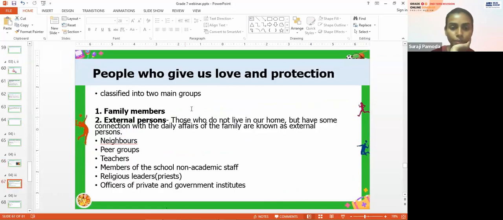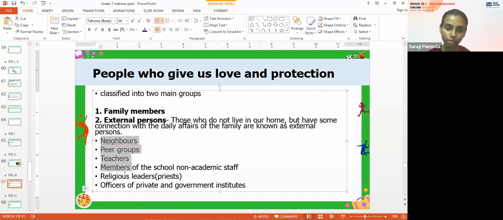So all of them can be divided into two main groups, right? All your answers can be divided into two main groups. They are family members and then external persons, right? So you know who are family members now. External persons means the people who do not live in our home, but have a connection with us, with our daily affairs. Okay? අපිත් එක්ක ළඟින් ආශ්‍රය කරන අය family members ලා නෙමෙයි වෙන අනිත් අය තමයි external people.